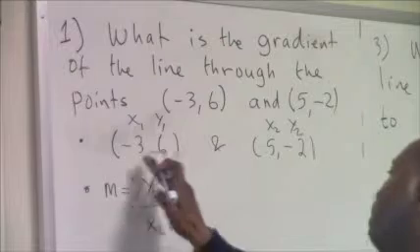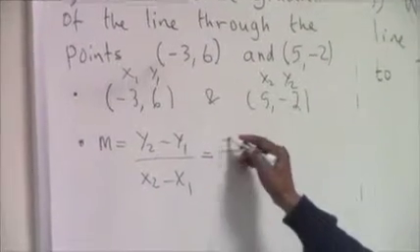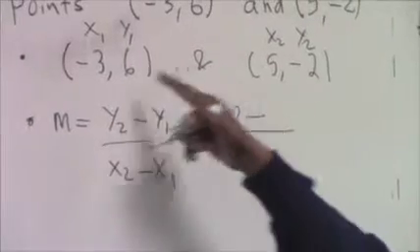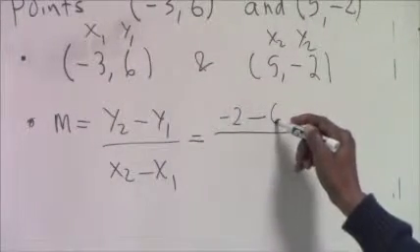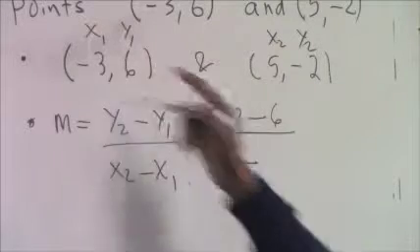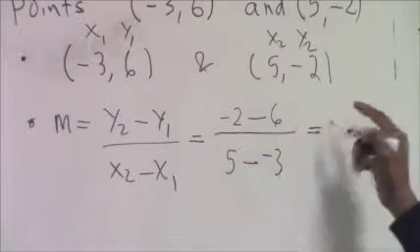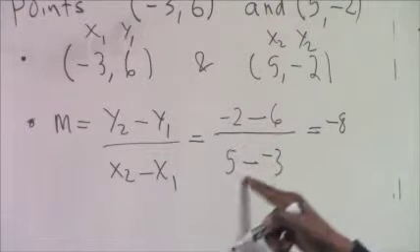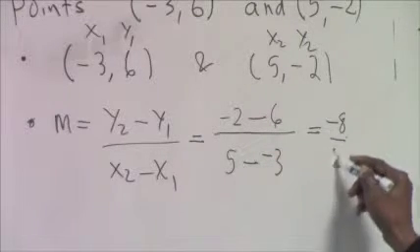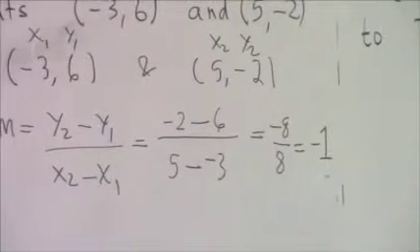Not necessarily negative, no. You have to look for them each. What is y2? -2 minus, what is y1? 6. What is x2? 5 minus, what is x1? -3. So what do I have? -2 minus 6 is going to be -8. 5 minus -3 is going to be 8. So if we divide here, our gradient here is -1.